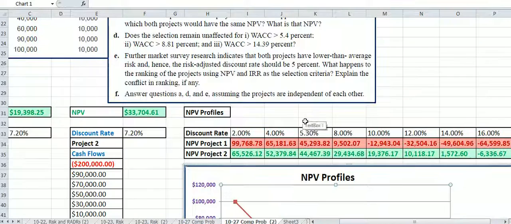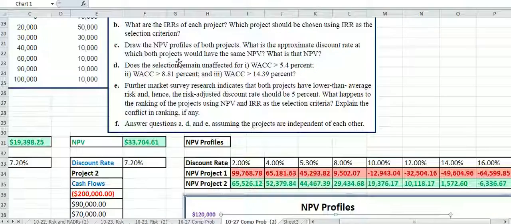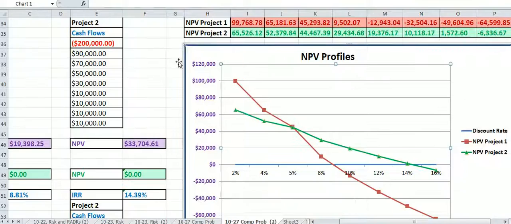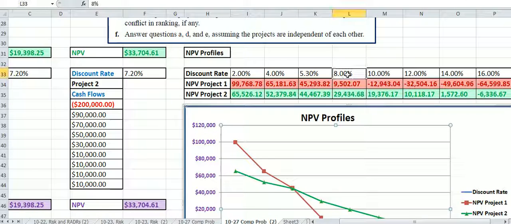Okay, so now we need to look at what is the significance of a weighted average cost of 8.81. Well, the quick way to see that is if we look at our graph, we can see that project 1 is going to go negative at 8.81. So if we come over here and put in 8.81, we can see that it's just barely positive.